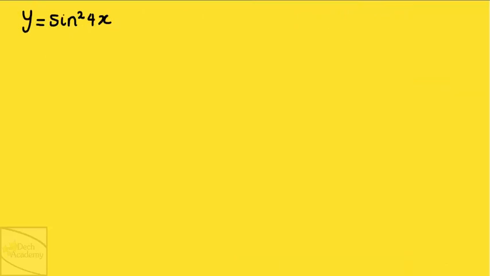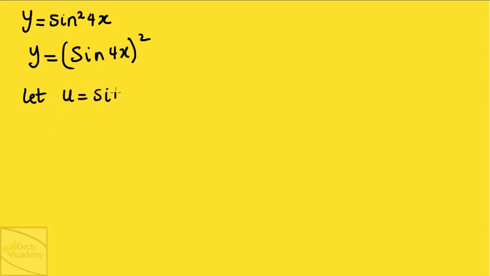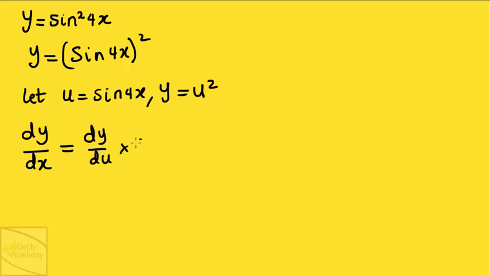The last function we need to differentiate is y is equal to sine squared 4x, which I'm going to rewrite as y is equal to (sine 4x) squared. And I'm going to use the composite function approach. I'm going to break this down into two simple functions. I'm going to say let u equal sine 4x and of course that means that y is equal to u squared. So to find dy dx, which is what we're interested in, I need to find dy du and multiply it by du dx. So what is dy du? I'm differentiating u squared with respect to u.